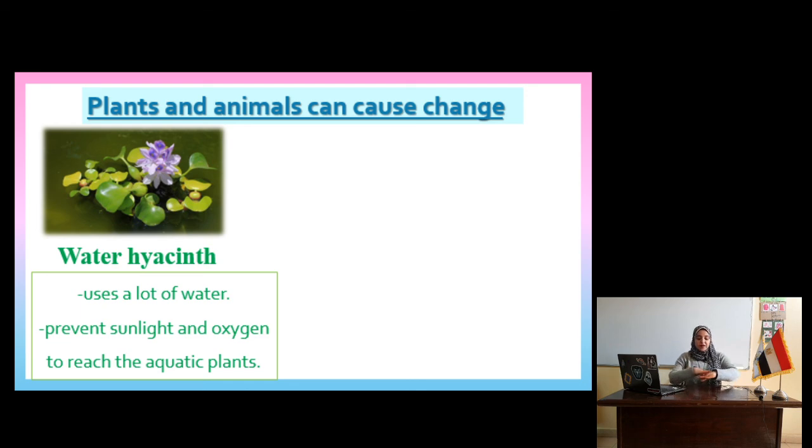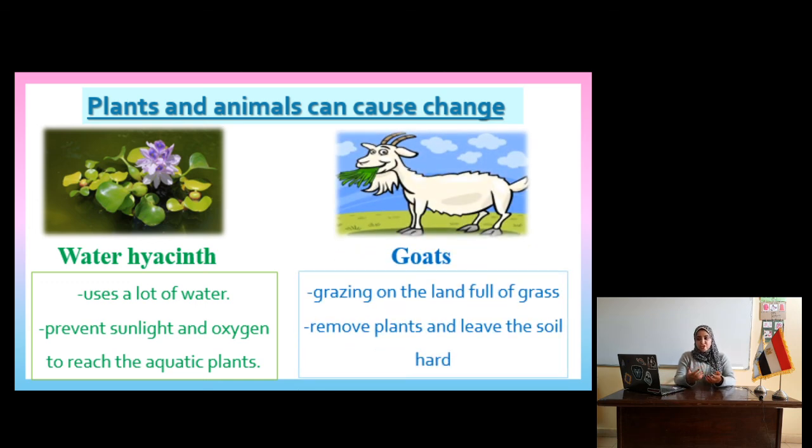Of course, if there are plants covering the surface of the water and taking everything, what about the plants under the water? They don't get the sun, they don't get the oxygen, so it prevents the light and oxygen, and they will die. Also, animals can change the environment, like goats.